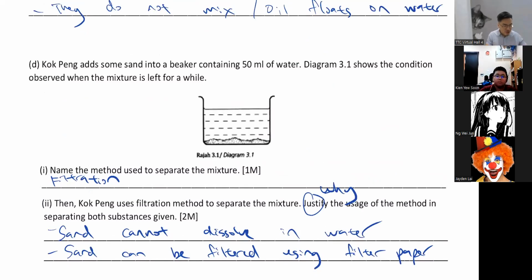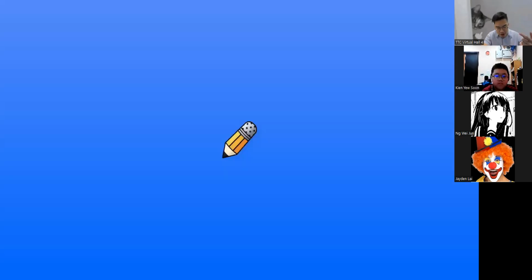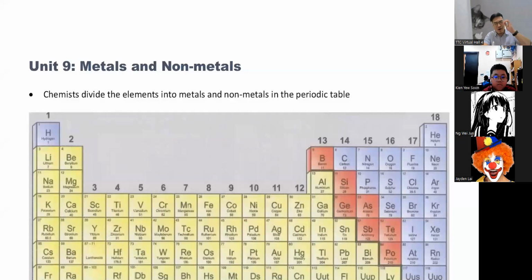Okay, so I will be flying quite fast from now on. I'll be going to chapter 9 and then we'll go to chapter 10. I'll finish chapter 9 in these 2 weeks.